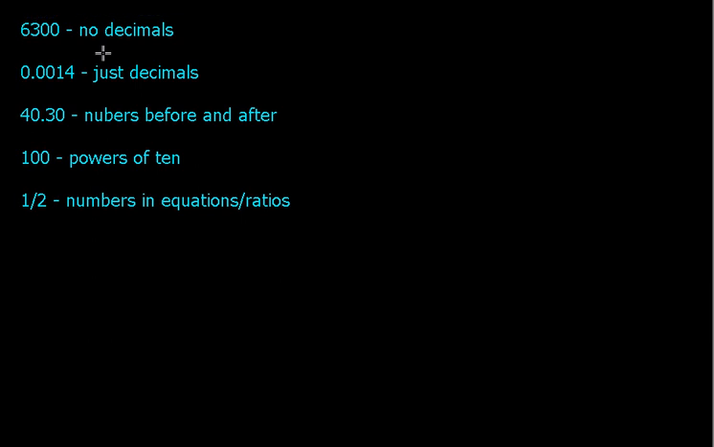Okay. In the case where there are no decimals, this is easy. You start where the decimal would be, and then you work your way to the left, and then right when you hit a non-zero number, so right when you hit this 3, all the rest of the numbers here are significant digits. So in this case 6300 has 2 significant digits. Hopefully that makes sense.